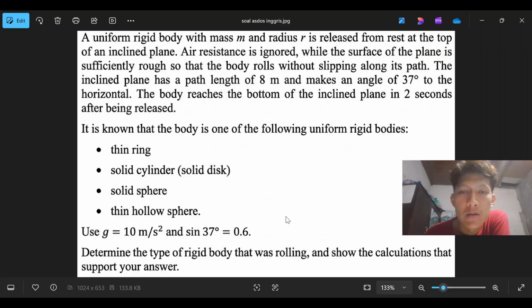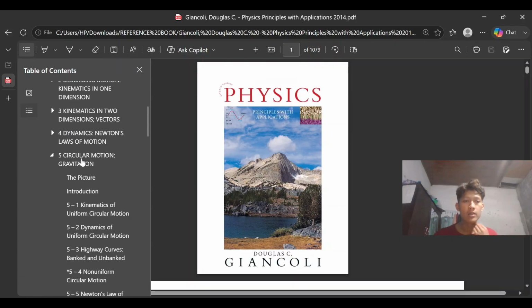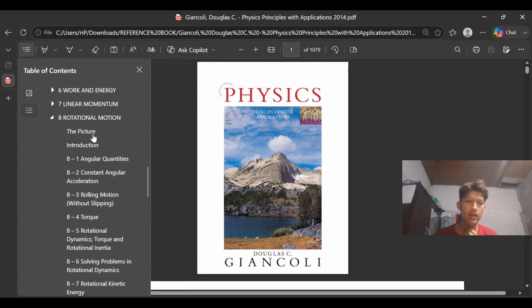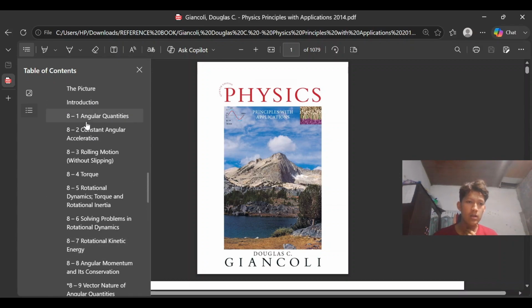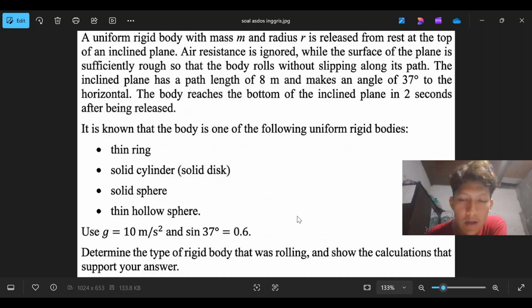Before the question, we must determine the chapter or subchapter from the question. So there will be kinematics, dynamics, and rotational motion, especially rolling motion without slipping, torque, and also rotational inertia. Okay, next we'll read the question and we will draw the forces.